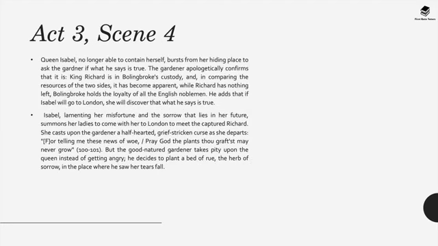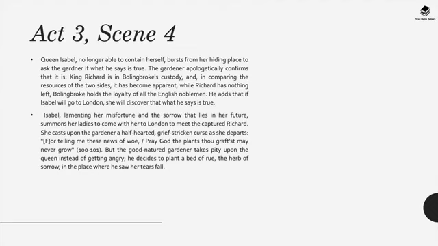Queen Isabel, no longer able to contain herself, bursts from her hiding place to ask the gardener if what he says is true. The gardener apologetically confirms that it is. King Richard is in Bolingbroke's custody, and in comparing the resources of the two sides, it has become apparent that Richard has nothing left. Bolingbroke holds the loyalty of all the English noblemen. He adds that if Isabel will go to London, she'll discover that what he says is true.